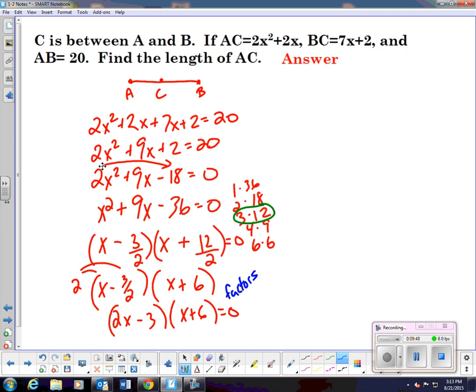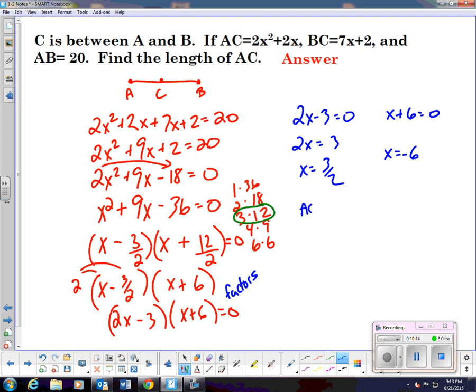To get my solutions, I take each factor, like 2x minus 3, and make each factor equal to 0. So I get 2x equals 3, x is equal to 3 over 2, and x is equal to negative 6. And those are my solutions for what the value of x is. Now this question doesn't ask for the value of x, it says what is the length of AC? So now I've got to plug it back in.